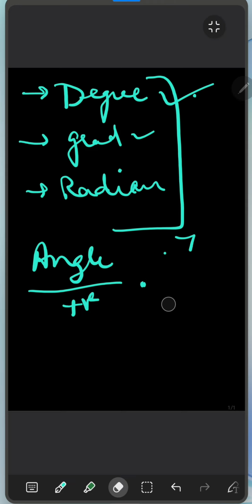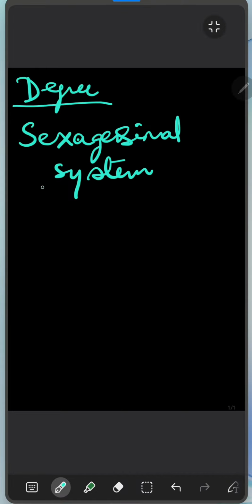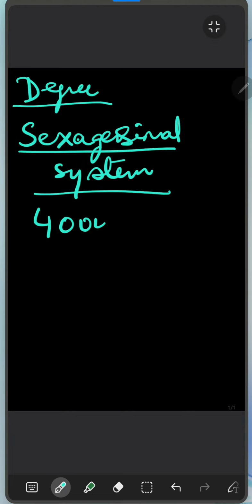Now we will go into where these terms have arrived from. This term degree has been taken from the sexagesimal system. What is this sexagesimal system? This system originated in ancient times in Babylonia, which is known as Mesopotamia, about 4,000 years ago. Okay. This system is based on the number 60.